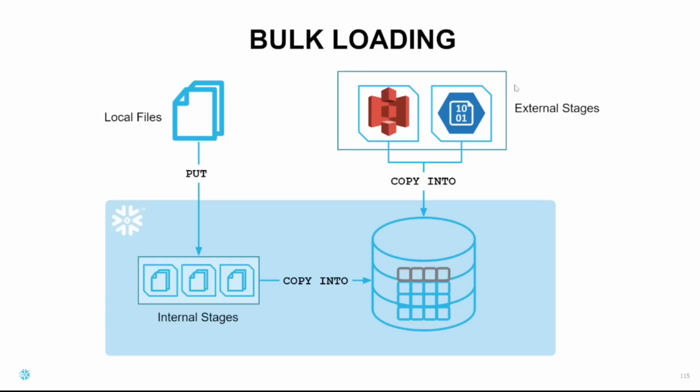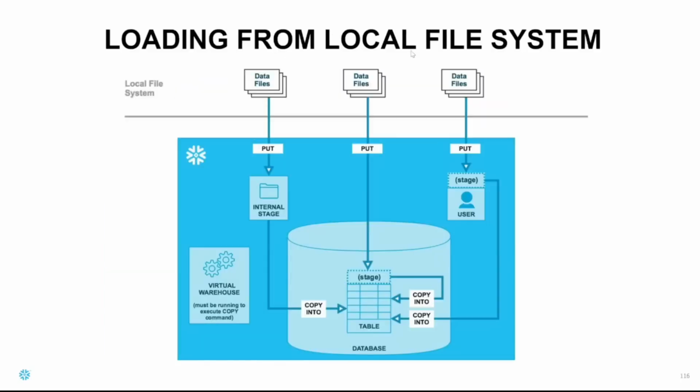The other one is if your data is sitting in external stages, which is built on top of either AWS S3 or Azure Blob Storage. If you have too much data, it's not practical to load all those files into an internal stage. So that's why we create an external stage in the different cloud services, and from there we will use the copy command to move those large files into our Snowflake table. We will see this particular example in upcoming videos, but these are two ways through which you can do a bulk loading. Now let's see how we load from a local file system.